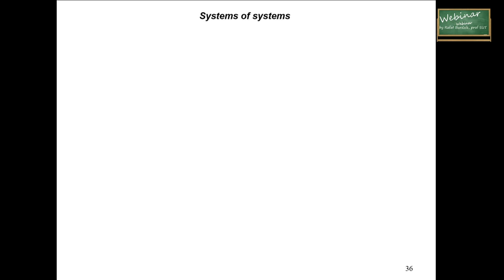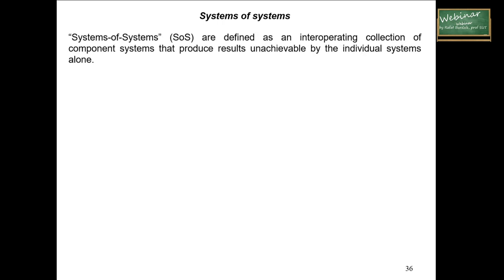I already mentioned in our previous lecture the types of systems. One of the most important is systems of systems. A system of systems, or SoS, is defined as an interoperating collection of component systems that produce results unachievable by the individual systems alone. So the most important advantage of a system of systems is that it delivers results unachievable by individual systems alone.